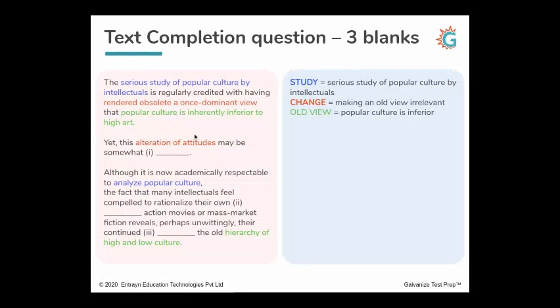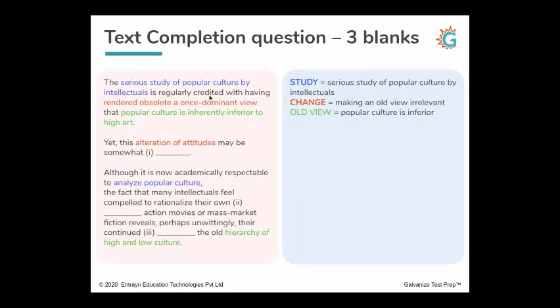All right, let's look at the rest of the sentence. Yet, this alteration of attitudes. What is alteration? Alteration is basically change, and attitude is basically your view of something. So alteration of attitudes is basically the same change that we saw before, rendering obsolete a once dominant view. So yet this change may be somewhat blank. Now it becomes simple, right?